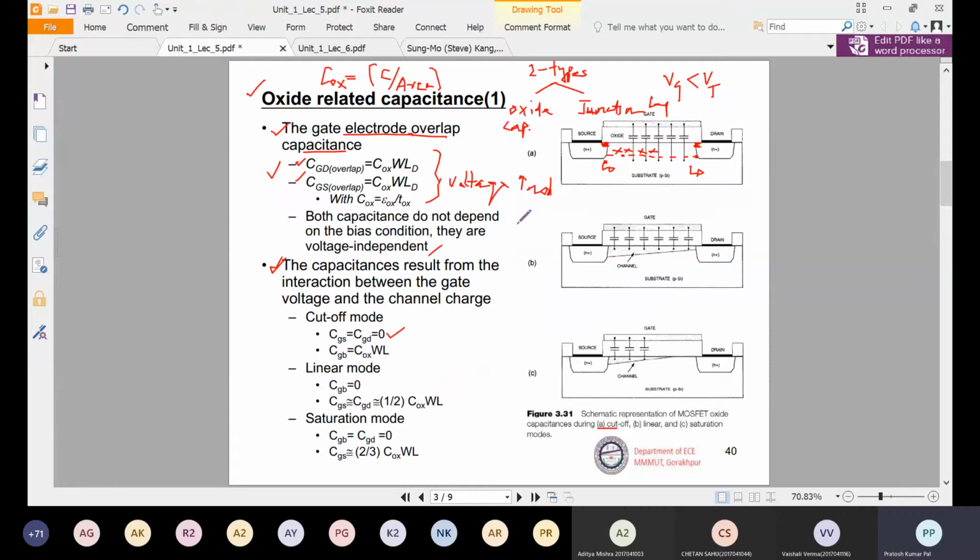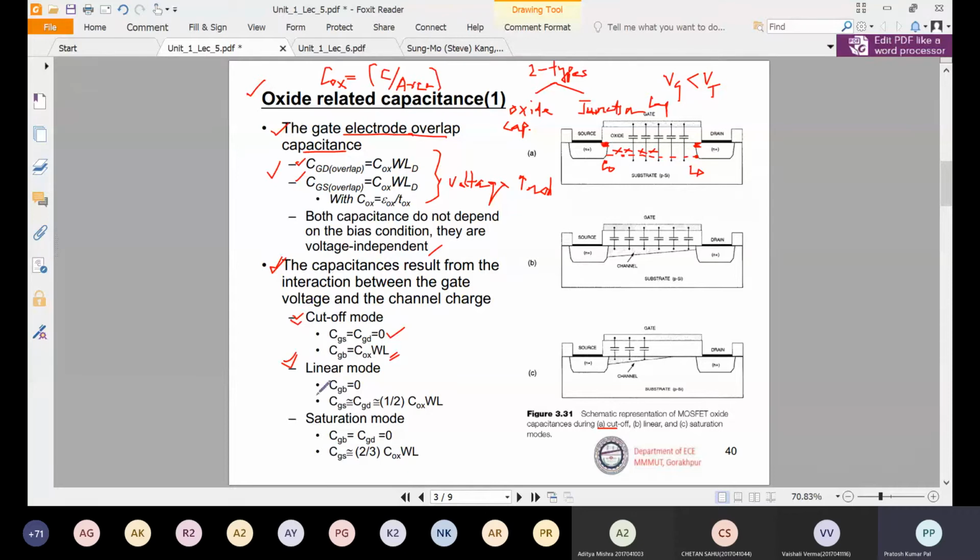So the total channel region has an area of W into L. So CGB, the gate to body capacitance, will be equal to COX into WL. Okay, the oxide capacitance multiplied by the channel area. As there is no charge in between, that's why it will have COX W into L. There will always be this capacitance of COX W into L. Similarly, we will see the case of the linear region. Now, this was for the cutoff region of operation of the MOSFET.